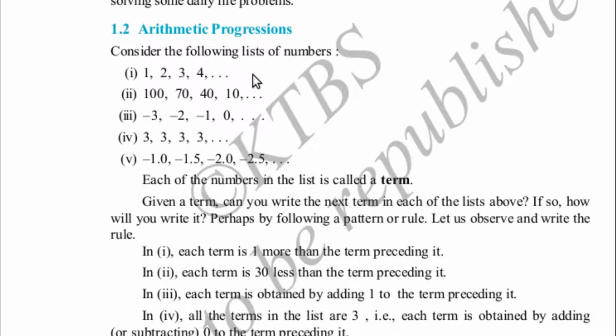In the second example we can notice that the first term is 100, the second term is 70, the third term is 40, the fourth term is 10, the next term would be minus 20, and so on. Here also we have the first term, and we don't know the last term. So this is regarded as an infinite arithmetic progression. All five examples are instances of infinite arithmetic progressions.